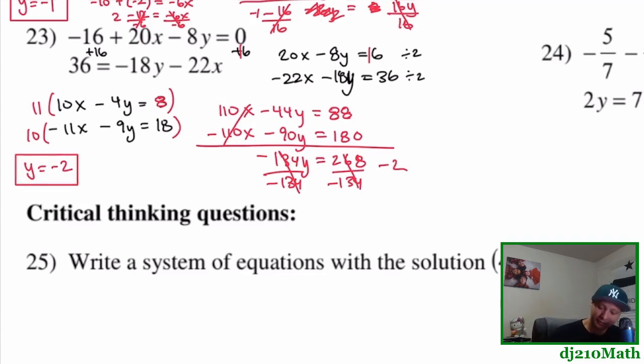That one looked like a crisis. Okay. Plug that in to one of these. So let's plug that into, sure, the top one. So I'm plugging it into 10x minus 4 times negative 2 equals 8. This is going to be 10x plus 8 equals 8, minus 8, minus 8. Oh, that's nice. That's 0. So x is equal to 0. X is equal to 0.